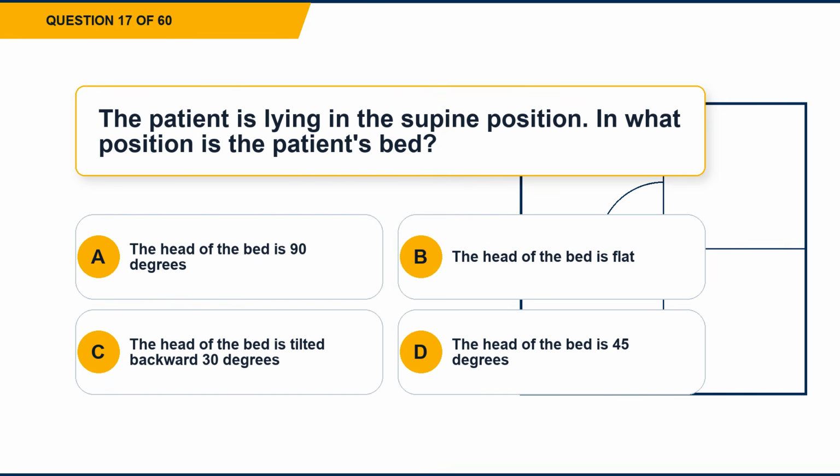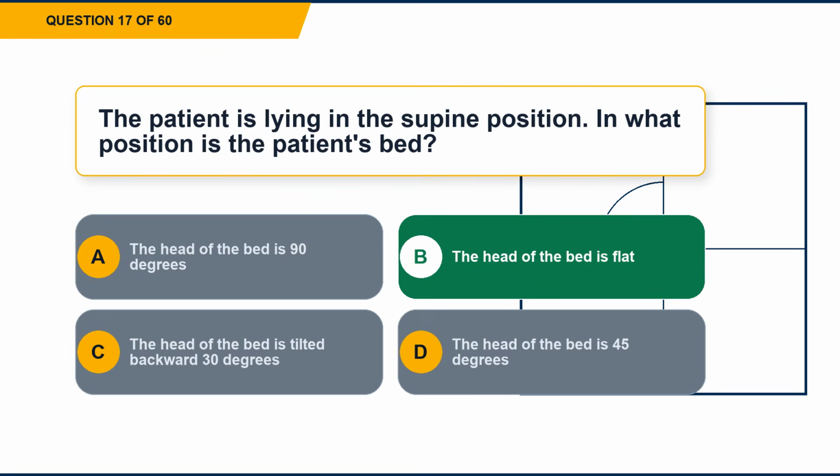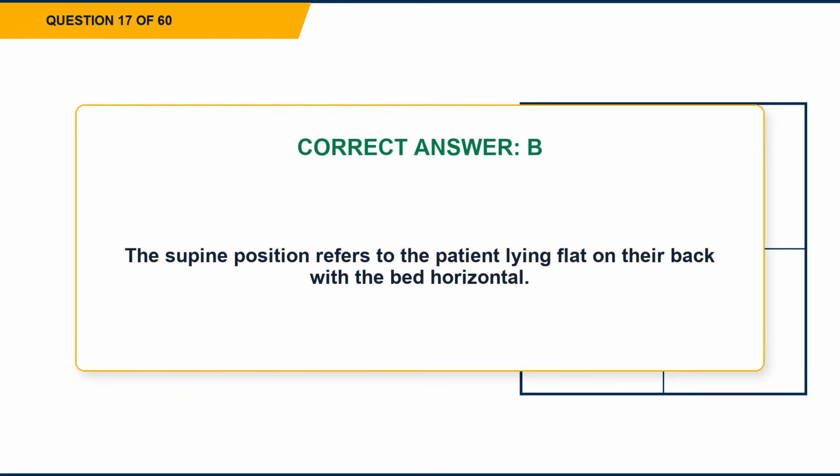Question 17. The patient is lying in the supine position. In what position is the patient's bed? Option A. The head of the bed is 90 degrees. Option B. The head of the bed is flat. Option C. The head of the bed is tilted backward 30 degrees. Option D. The head of the bed is 45 degrees. The correct answer is option B. The head of the bed is flat. Explanation. The supine position refers to the patient lying flat on their back with the bed horizontal.